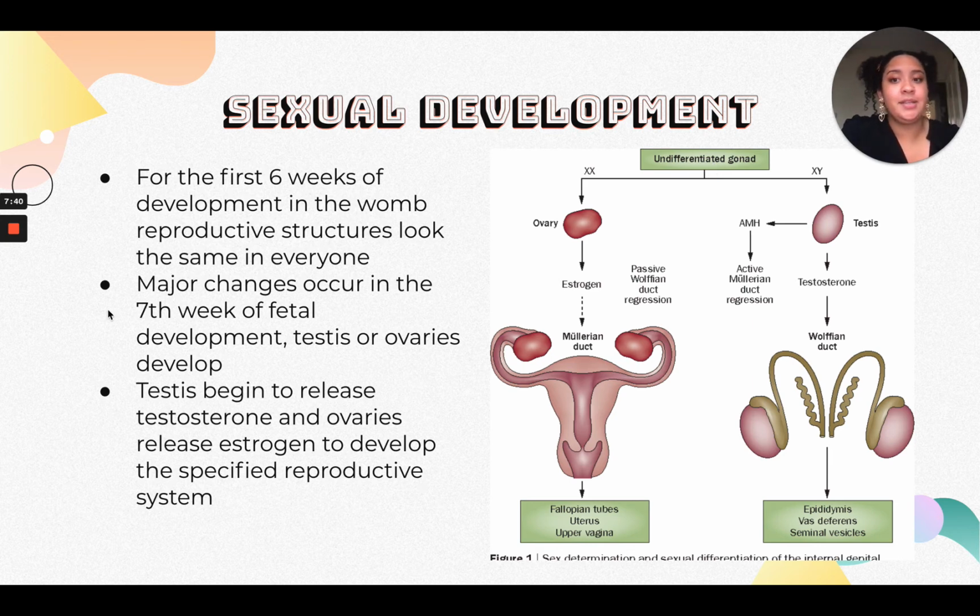And then after 6 weeks, that major change occurs. So around the 7th week, testes or ovaries develop. So it either produces more estrogen or more testosterone to begin to produce its specified reproductive system. Okay, so it does depend on if there's 2 X chromosomes or an X and a Y chromosome. And then after the 7th week mark, it looks and says, oh, I have 2 X's. Let me make more estrogen. And then it produces the specified reproductive system.